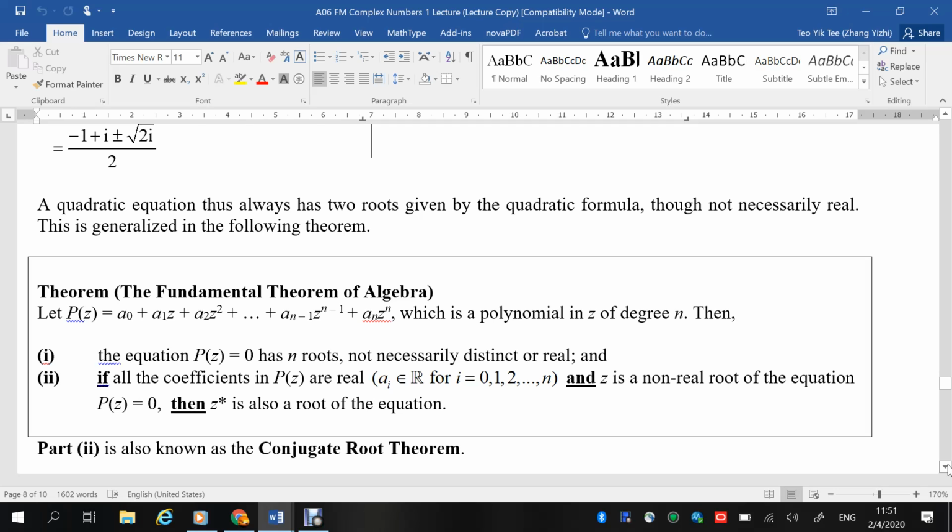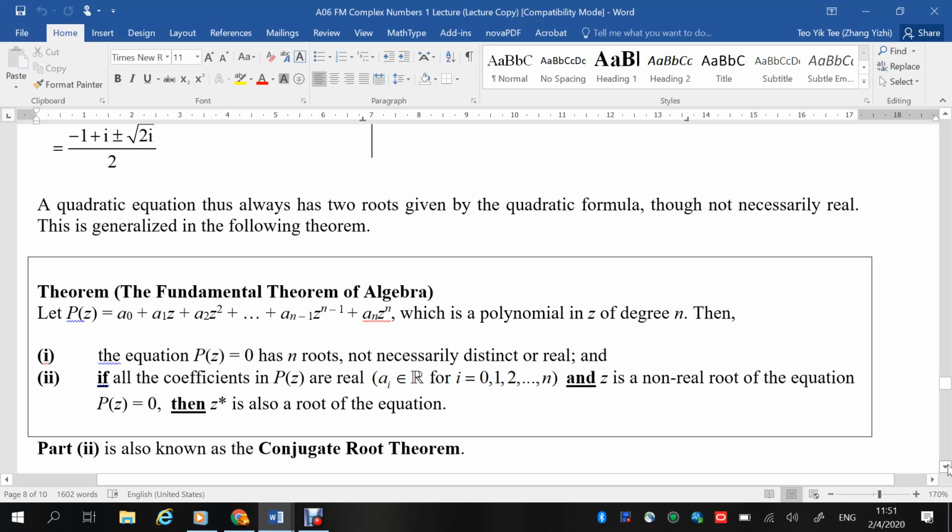If I give you this, z cubed, z squared, 3z plus 8, are all the coefficients real? Okay. If all the coefficients are real, then what it implies is that if I tell you 1 plus i is a root to this, your conjugate root theorem tells you straight away, or implies immediately, that the conjugate is also a root. That means if 1 plus i is a root, 1 minus i is a root.